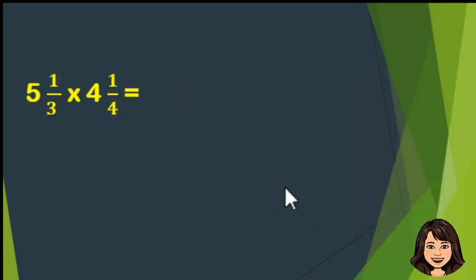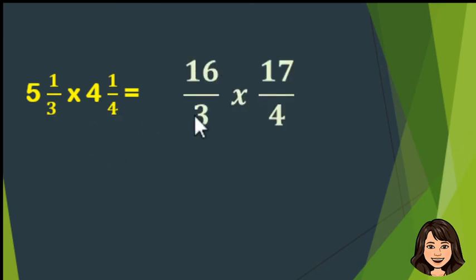Another example, we have 5 and 1/3 times 4 and 1/4, 16 thirds times 17 fourths. Now multiply and apply the cancellation method to make it easier. 16 divided by the GCF 4 equals 4. 4 divided by the GCF 4 equals 1. Then multiply because 17 and 3 only share 1 as the common factor.